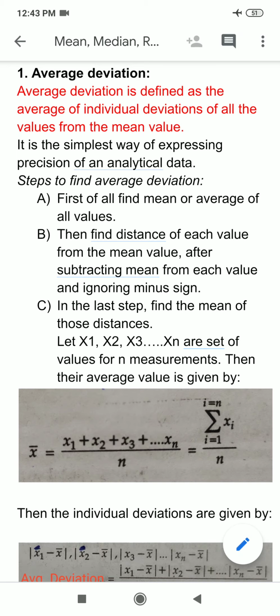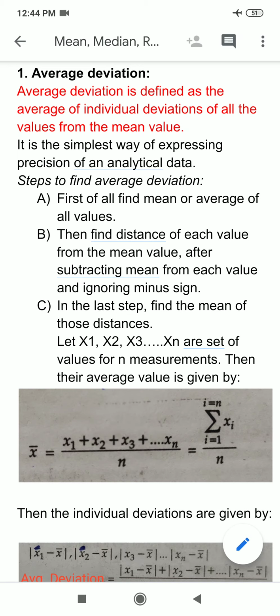Then second is to find the distance of each value from the mean value after subtracting the mean value from each value, and in this you have to remember one thing, that you have to ignore the minus sign. And the third or last step is to find the mean of those distances. This will be more clear to you by taking an example that I will explain in the later half of this heading.